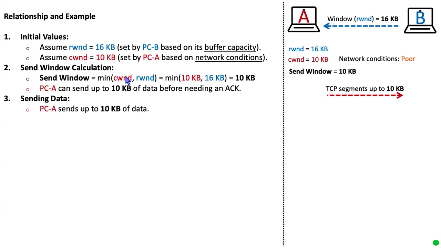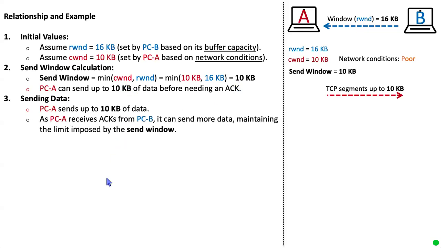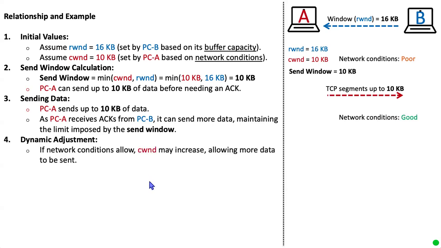The one it determined is the congestion window. That's what PCA determines. It happens to be less than PCB's receive window. So right now, the send window that PCA is using is based on the congestion window, the smaller of the two. So PCA starts sending data up to 10,000 bytes before receiving an acknowledgement from B, and this is the limit imposed by the send window. It can be dynamically adjusted, and we're going to see this in later videos.